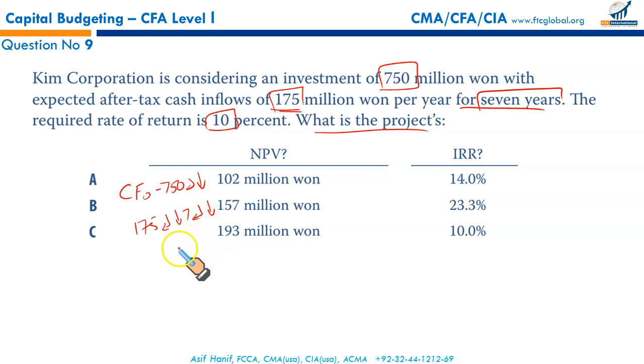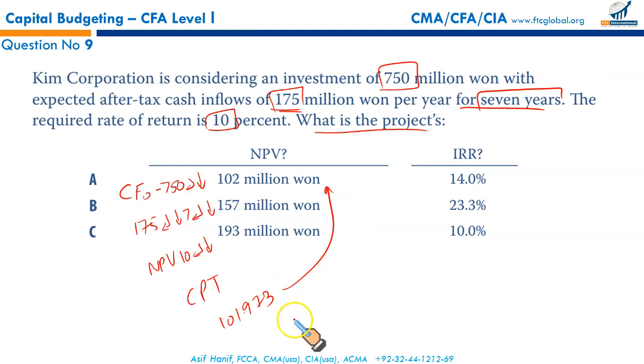Enter down arrow key. Press NPV. The system will ask for the discount rate. Punch in 10. Enter down arrow key. Press CPT, you will get 101.973, which is approximately A. And then again, punch in IRR, press CPT, you will get 14.019, and that makes A your correct option for sure.